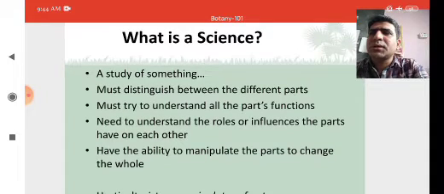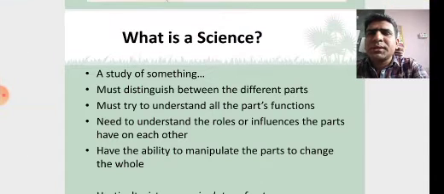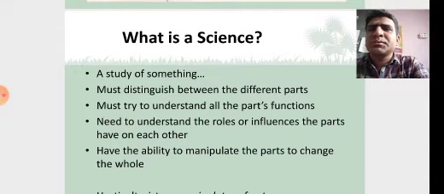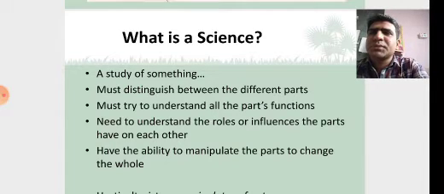Then what is science? Science is a study of something. It may be plants, animals, organisms, chemistry, physics. It is the study of something, and that is called science. In that it distinguishes between different parts. As I say, there are different parts, different areas, different streams, different faculties. These are the sciences.